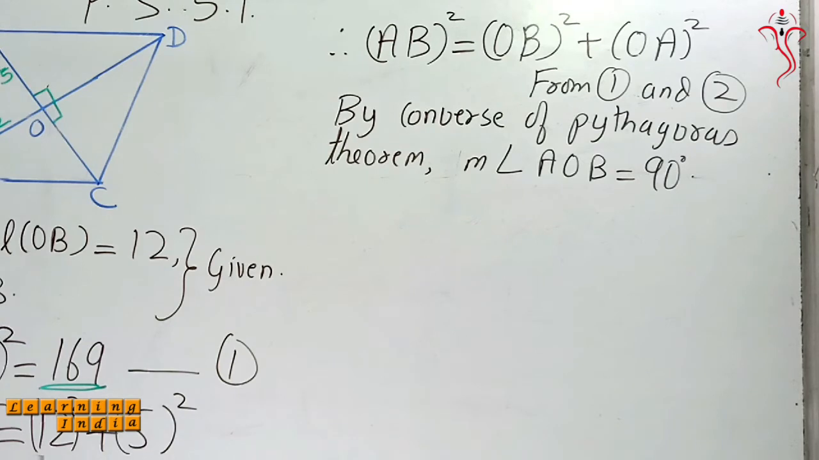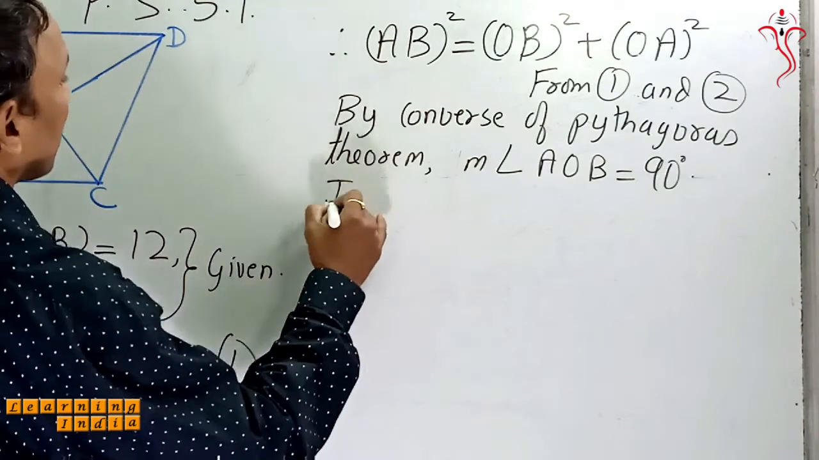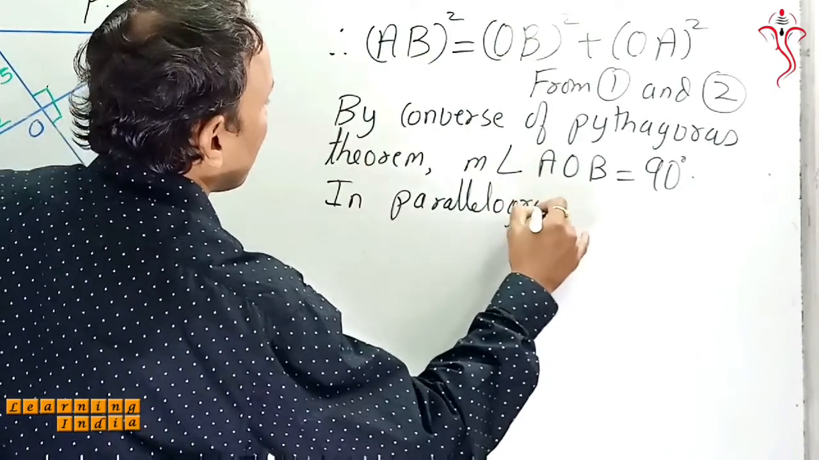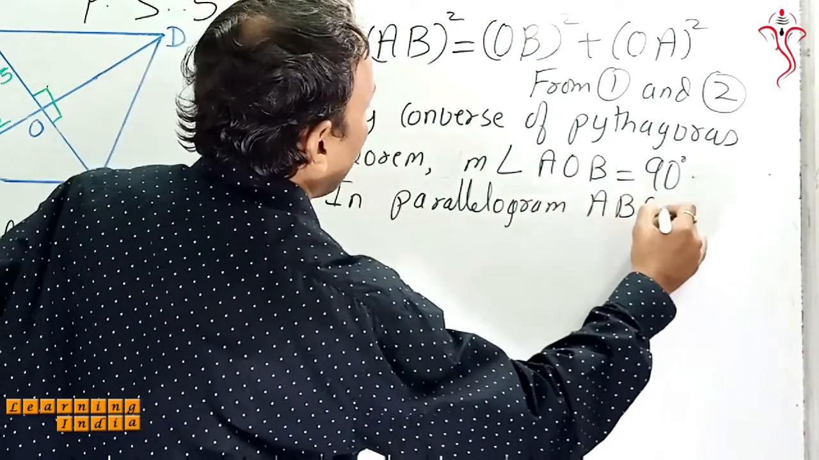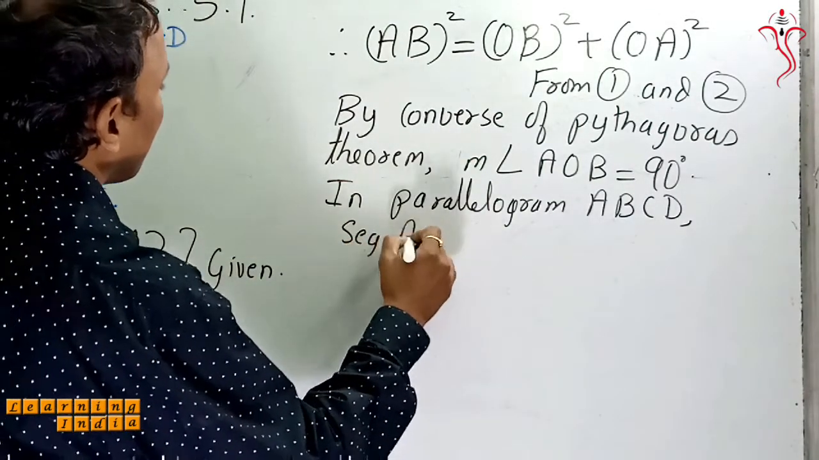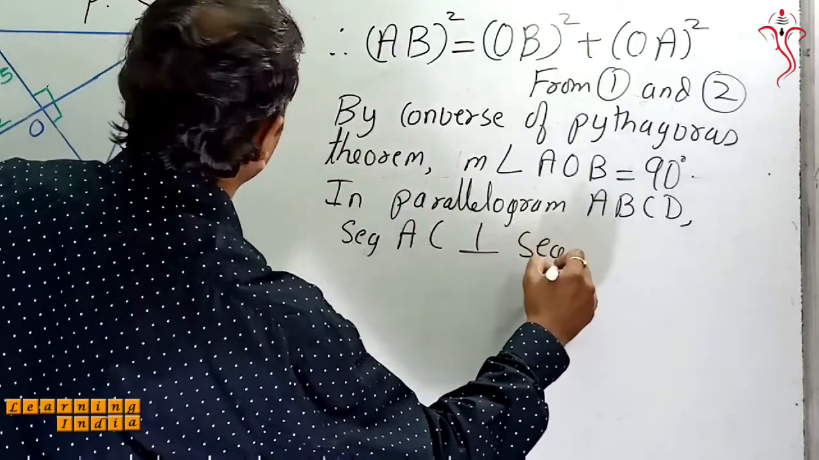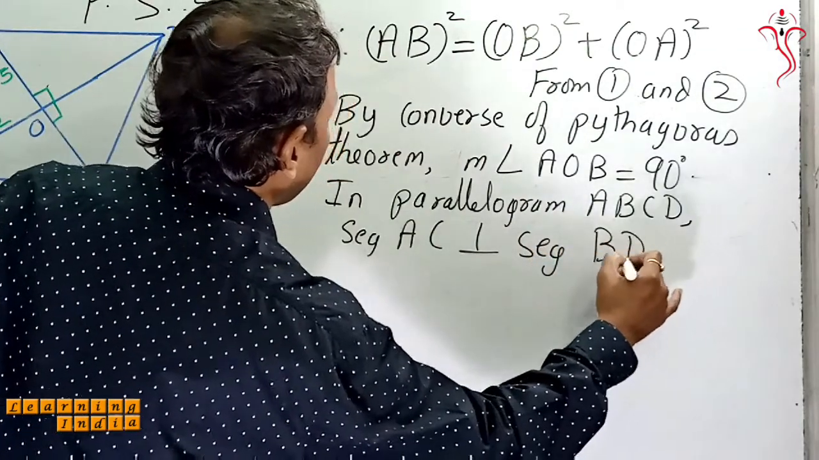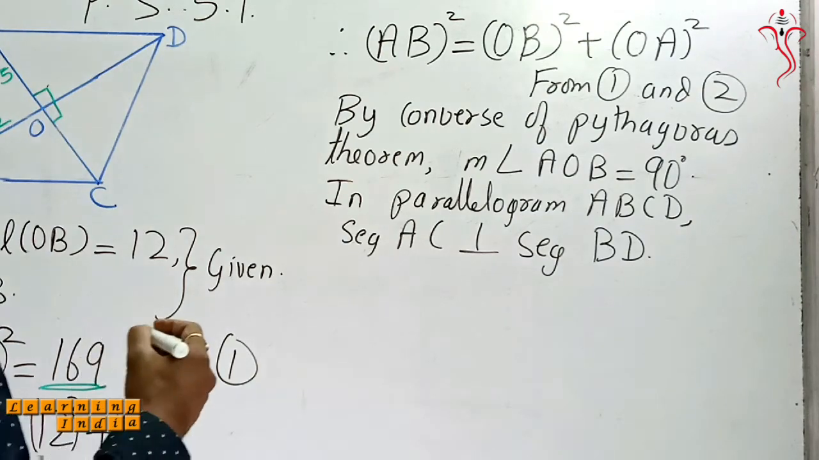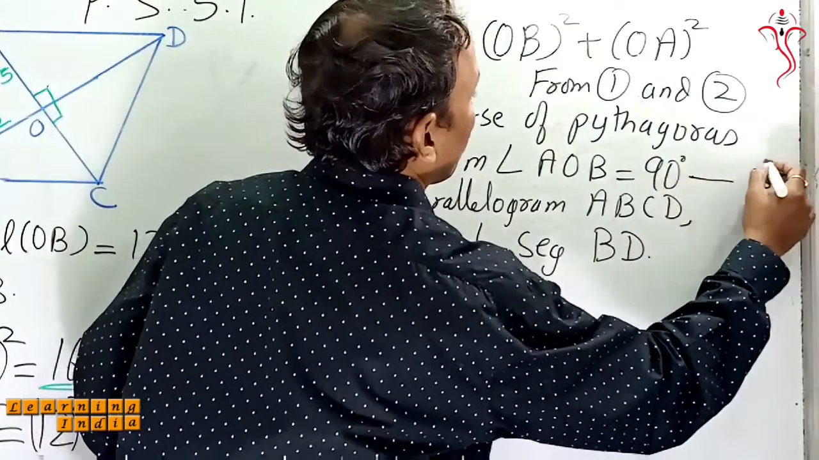If angle AOB is 90 degree, we can say that in parallelogram ABCD, segment AC is perpendicular to segment BD. Correct. Segment AC is perpendicular to segment BD. That we can write it down, and here we can write down angle AOB is equal to 90 degree.